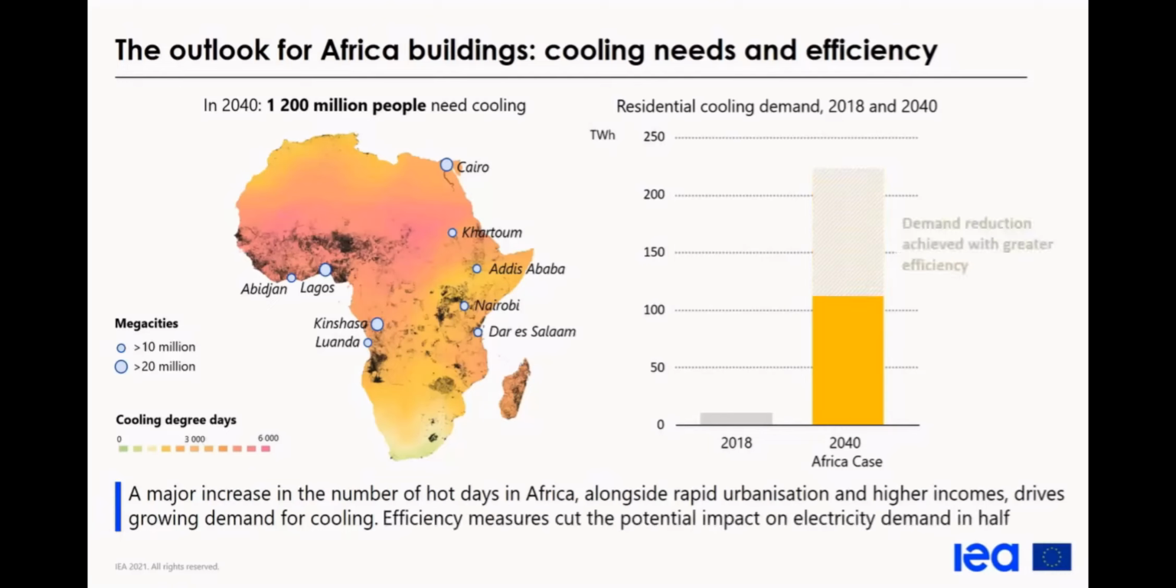Still, if some efficiency measures are implemented, there is a potential to divide by two this increase in the electricity demand. For example, implementing standards to import the most advanced air conditioners and the most efficient fans.